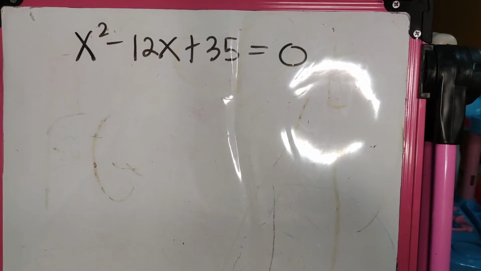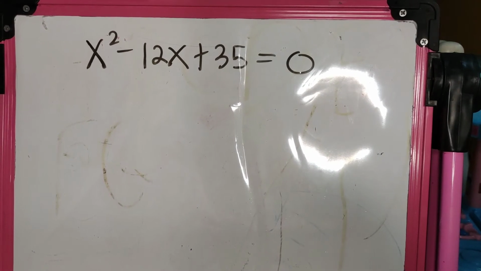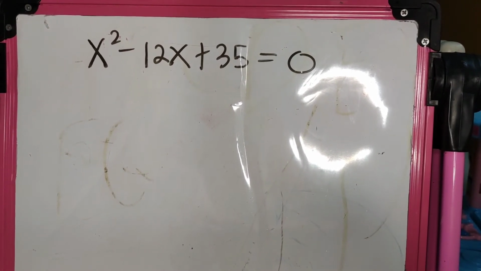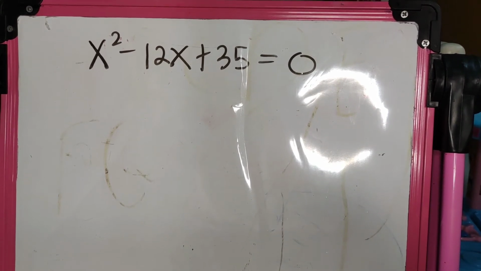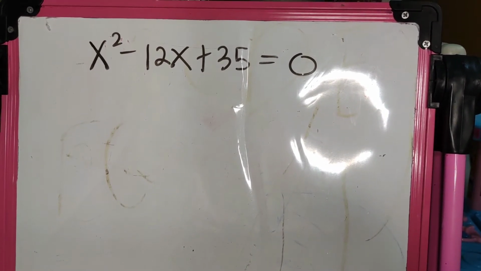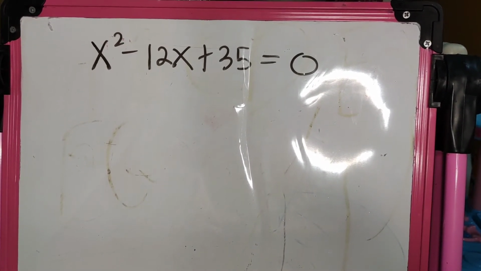Our first example is x squared minus 12x plus 35 is equal to 0. Let us solve this using the completing the square method. So the first thing you have to consider is if the right term is equated to 0. Then we can now proceed to the completing the square method.